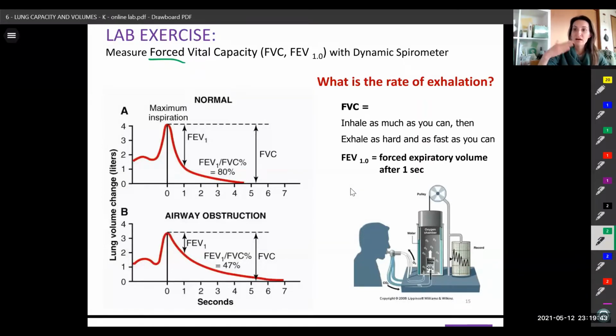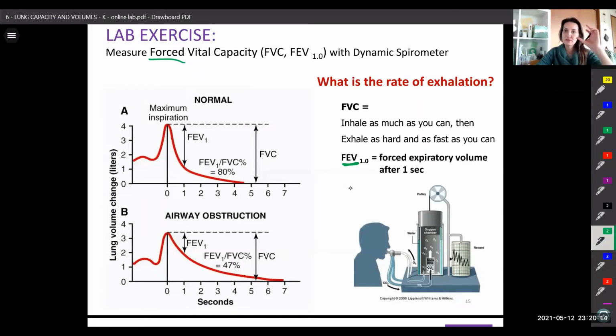We want to see just how quickly an individual can exhale, in this case, 80% of what they initially inhaled or greater, right? We should see that they exhale 80% or more of what they inhaled in the first second of exhalation. And that would indicate a normal capacity here. And this measurement itself is called the FEV1, the forced expiratory volume in the first second.